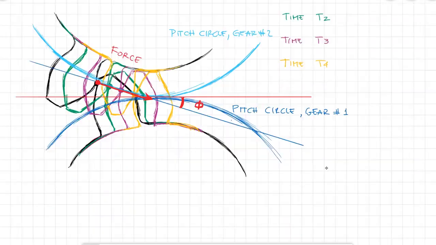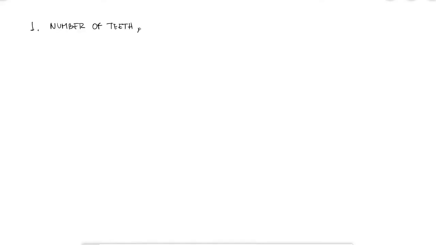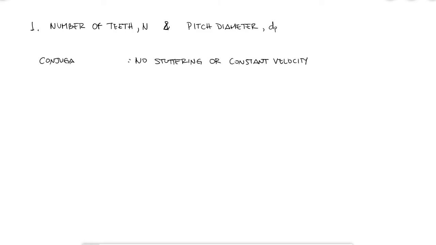Now, we're gonna develop 3 separate relationships from 3 distinct conceptual bases. When the gears are designed and mated so that they produce a constant angular velocity during service, which means neither of them will stutter or stop while the other one is still rotating, we say the gears have conjugate action.